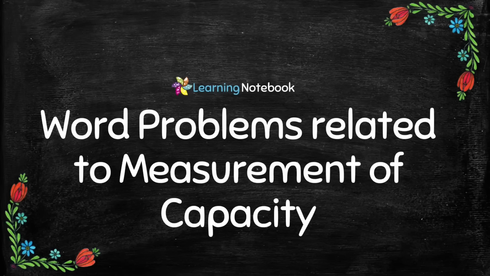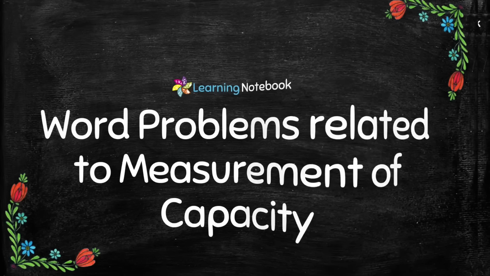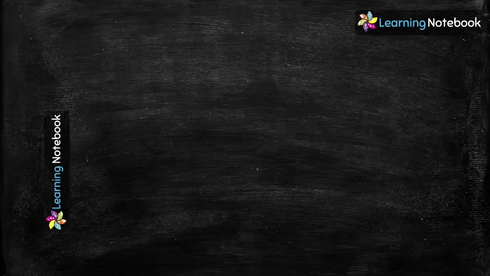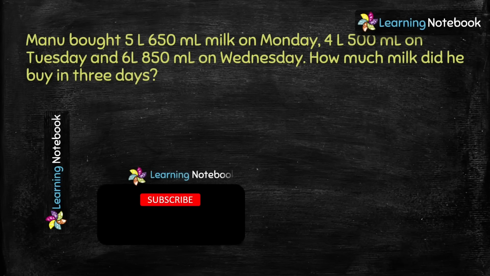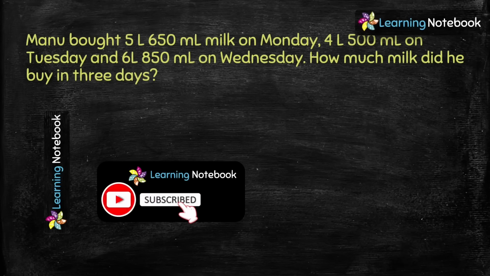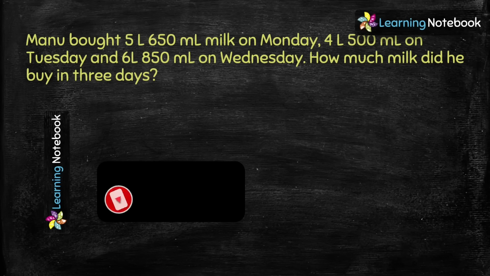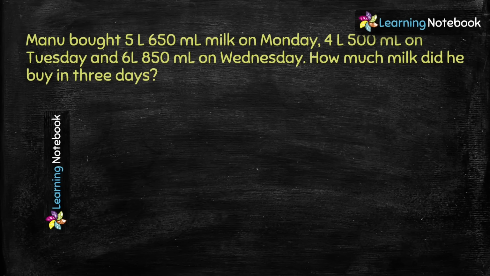Now let's solve some word problems related to measurement of capacity. Question 1 is, Manu bought 5 liter 650 milliliter milk on Monday, 4 liter 500 milliliter milk on Tuesday, and 6 liter 850 milliliter milk on Wednesday. How much milk did he buy in these 3 days?